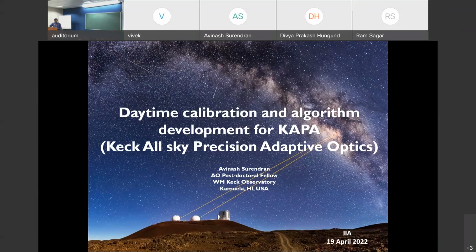Today he is visiting us and will be talking about daytime calibration and algorithm development for the Keck All Sky Precision Adaptive Optics Tomography System. Before I invite Avinash to give his talk, I'll mention that in next month's issue of Tooth magazine, he has a very interesting article, which I recommend you read as well. You get to know a lot of different things he did during his time at IA. With that, I request Avinash to present today's talk.